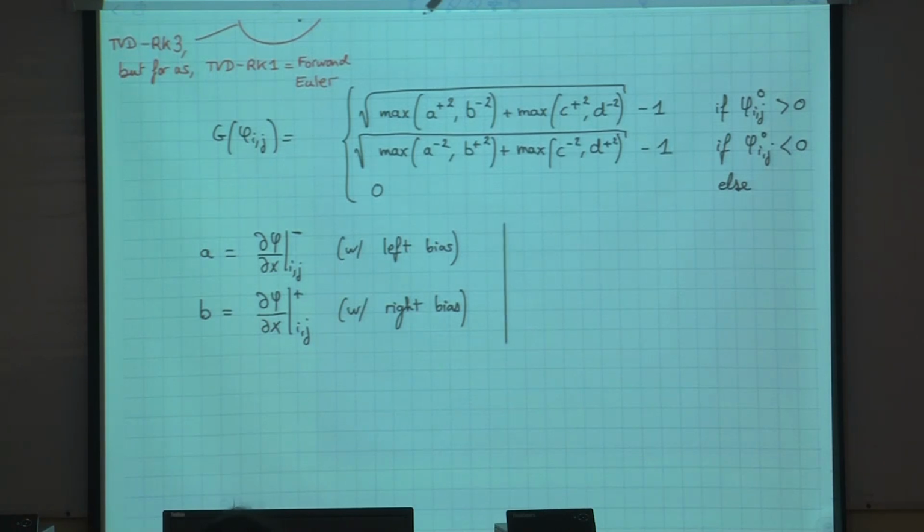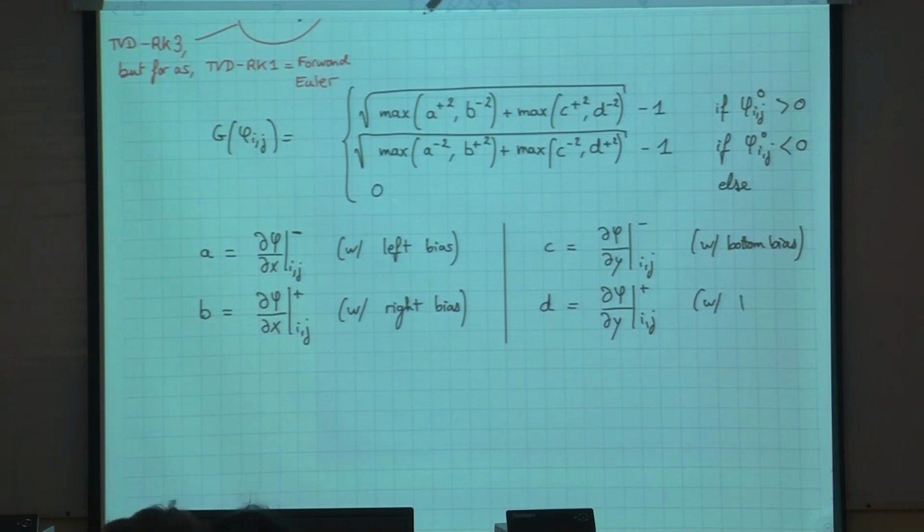This is for x. Exactly the same thing is going to be used for the y derivative. So we're going to have d phi dy. We're going to have the minus, and we're going to have the plus. So this is with bottom bias, and this is with top bias. Okay.